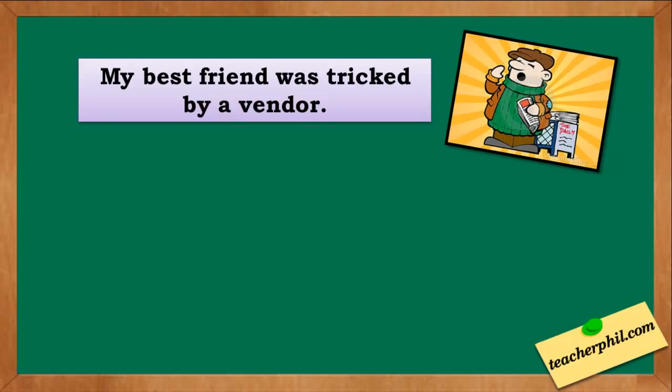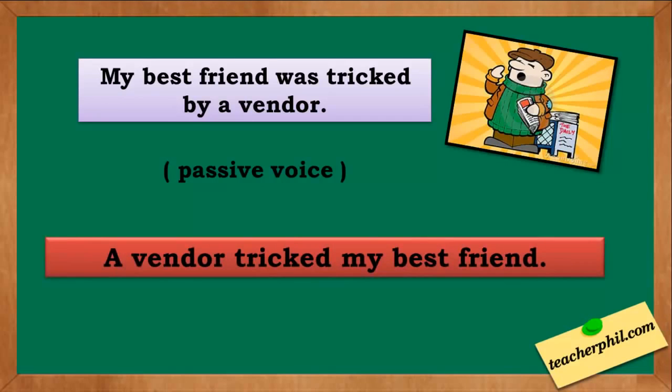The second one: my best friend was tricked by a vendor. This sentence is in passive voice. Change it into active. The answer is: a vendor tricked my best friend. We have first the doer of the action, plus the verb, plus the receiver, my best friend.